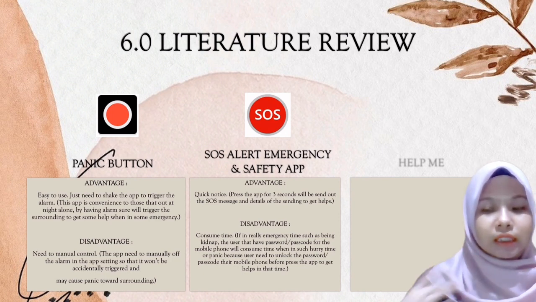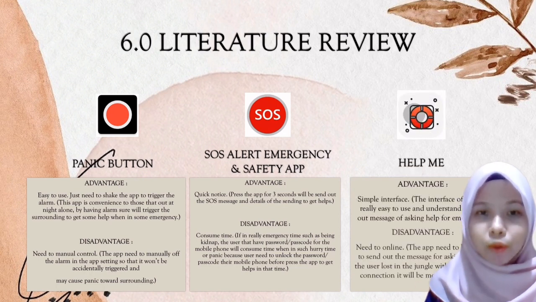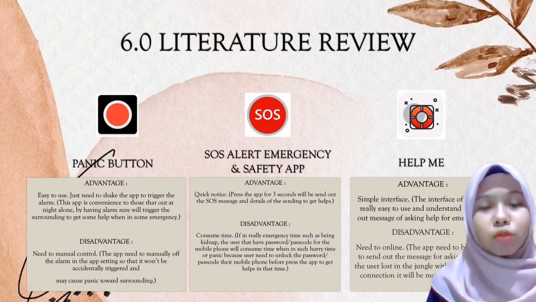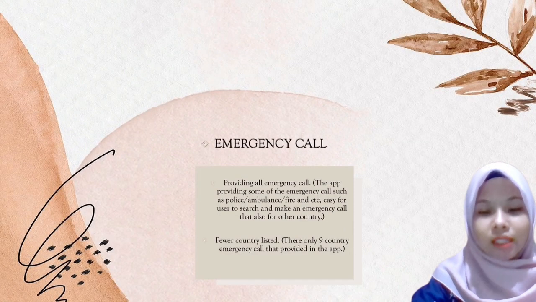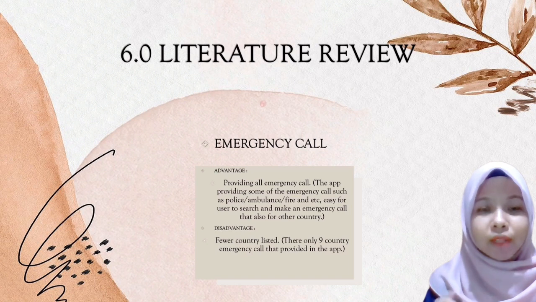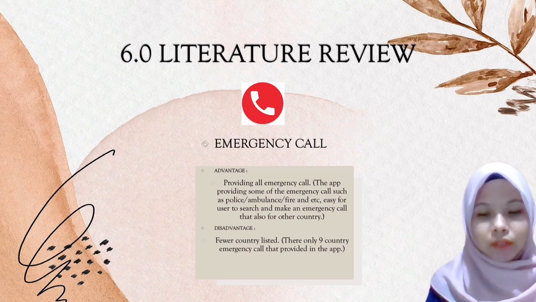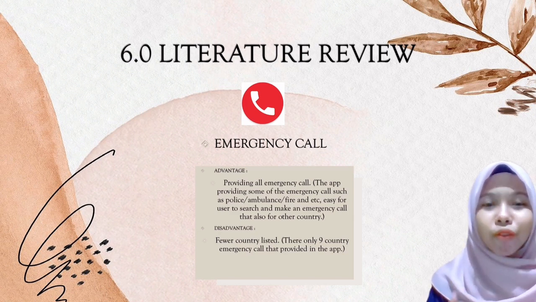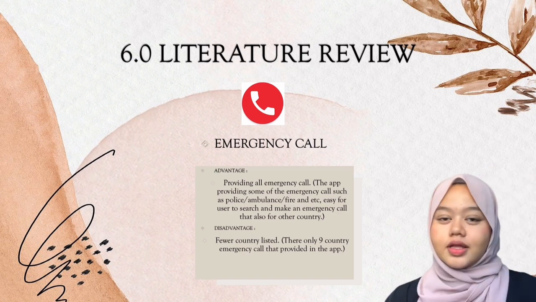And the third app is Help Me. This app provides a very simple way so users can easily use and understand it. But the disadvantage is that the user needs to be fully online to use the app. The fourth app is Emergency Call. This app provides emergency numbers from all around the world. But the disadvantage is that it only provides numbers for some countries, like 999 only. That's all from me. Thank you, Liyana.